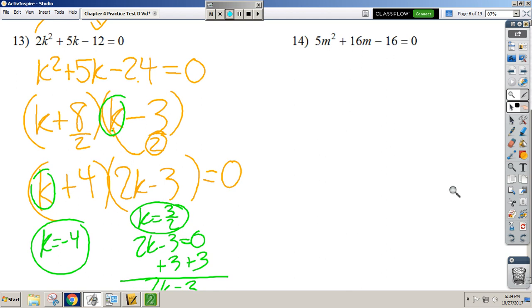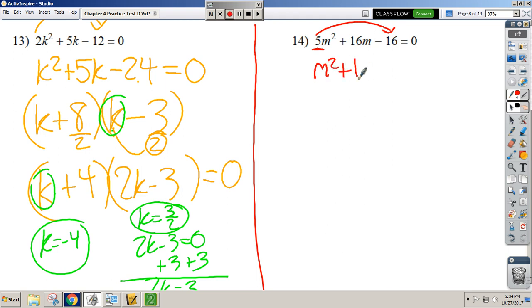Alright, last one here is another swing method problem. You can probably tell this is a common topic in a lot of math classes: Algebra 1, Algebra 2, Pre-Calc, and so on. We'll swing the 5 over, that's factoring. So m squared plus 16m, 5 times negative 16 is that number there, negative 80.